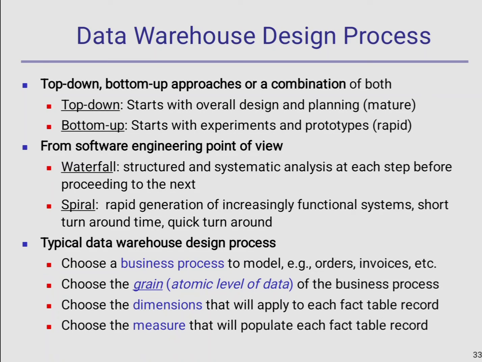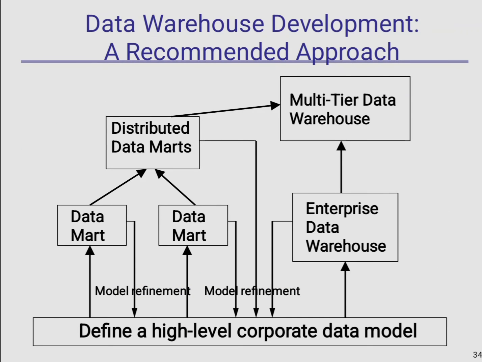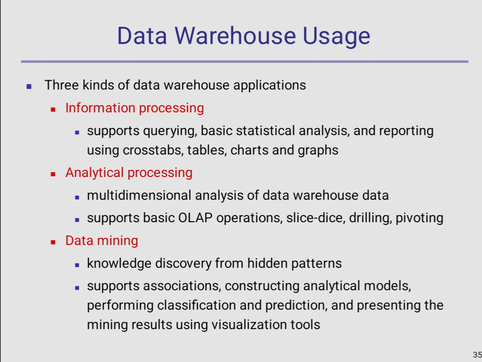In the design process, we have top-down and bottom-up approaches, or a combination of both. Top-down approach starts with the overall design and planning. Bottom-up starts with experiments and prototypes. From software engineering, we have the waterfall model and spiral model. Next we have the typical data warehouse design process: business process, grain of the business process, dimensions and measures. This diagram shows a data warehouse development recommended approach.